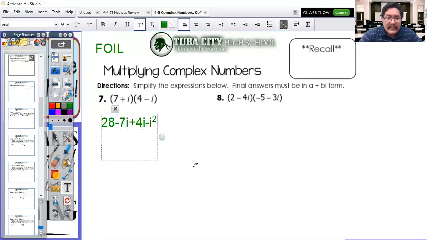All right, so let's go ahead and turn this into, oops, what happened to that? Oh, okay, I still got the exponent thing on. 28. And then here I have two i numbers, so they're like terms. 4 minus 7 would be negative 3i. And now I have my last term, which is actually, I'm going to have to replace that out because, again, i squared equals negative 1. Let me go ahead and put that back in here.